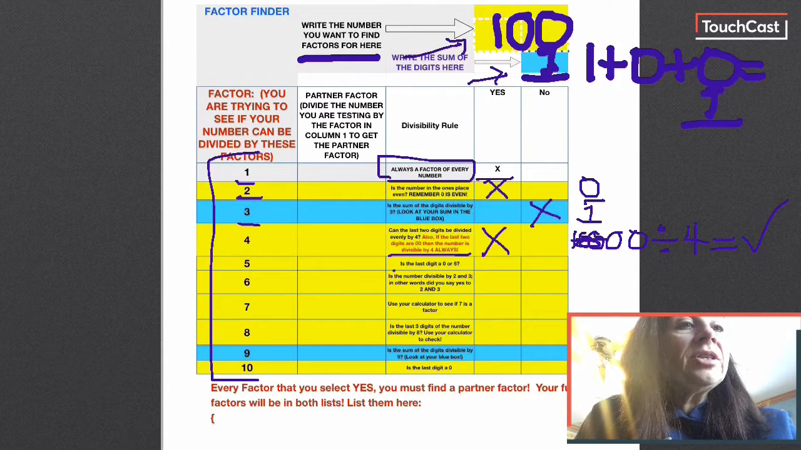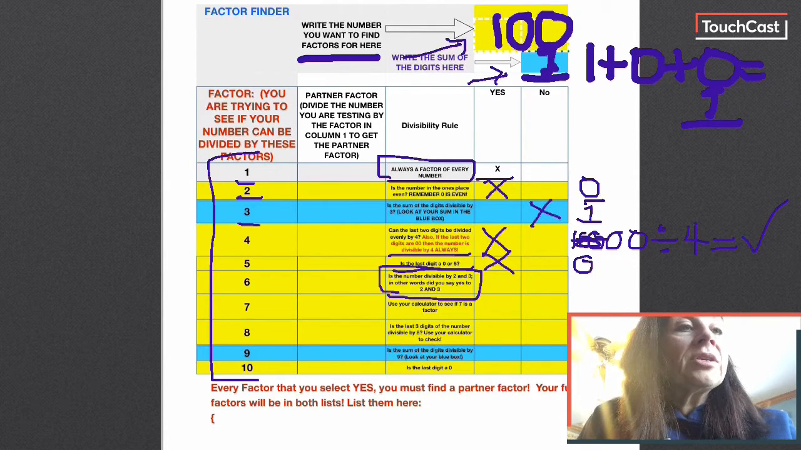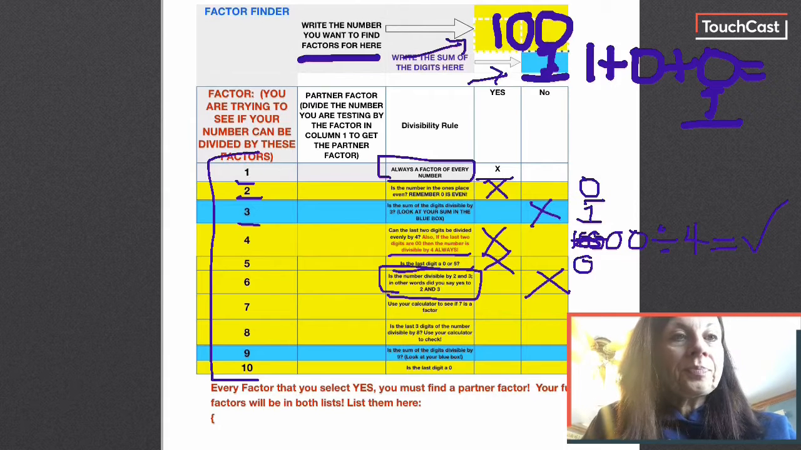Okay? Now, number 5. Is the last digit a 0 or 5? Yes, it is. Look at the last digit. It is a 0. You write that down next to it and say yes. Number 6. Is the number divisible by 2 and 3? In other words, did you say yes to 2 and 3? Well, we said yes to 2, but we said no to 3. So that means 6 is automatically no.